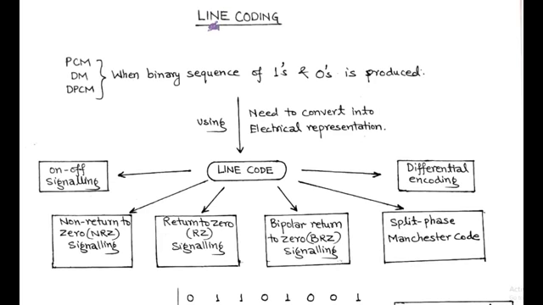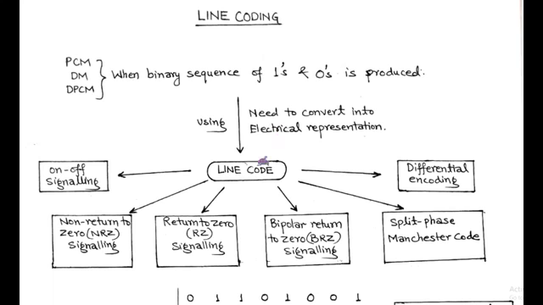In this session, we are going to discuss line coding. In digital techniques such as PCM, DM and differential PCM, a binary sequence in the form of ones and zeros is produced at the transmitter side. And there is a requirement to convert this binary sequence data into an electrical representation which is easy to understand and convey some information.